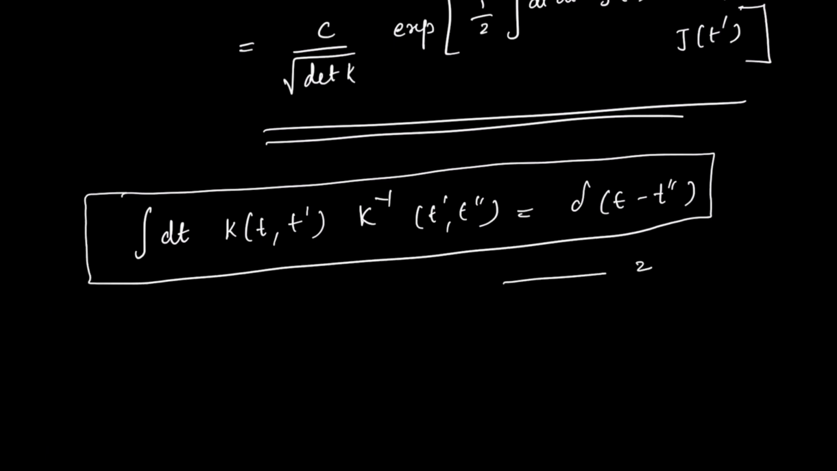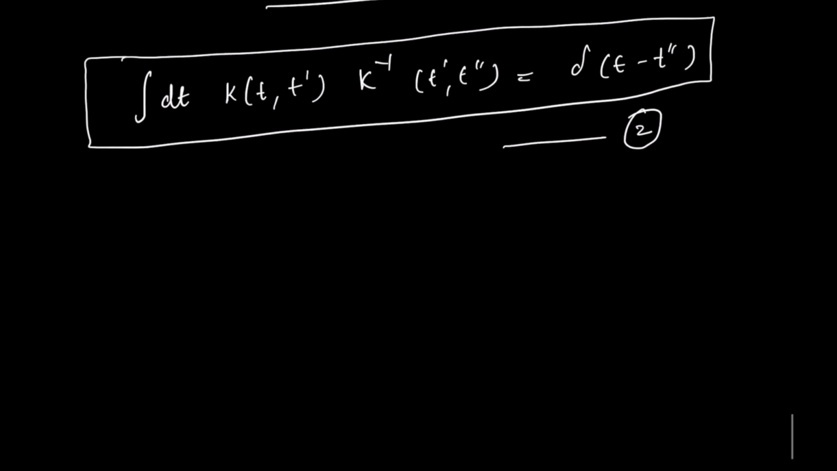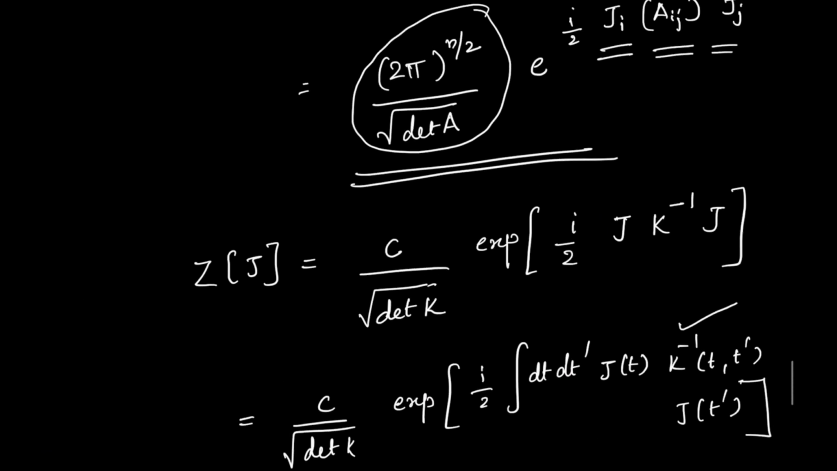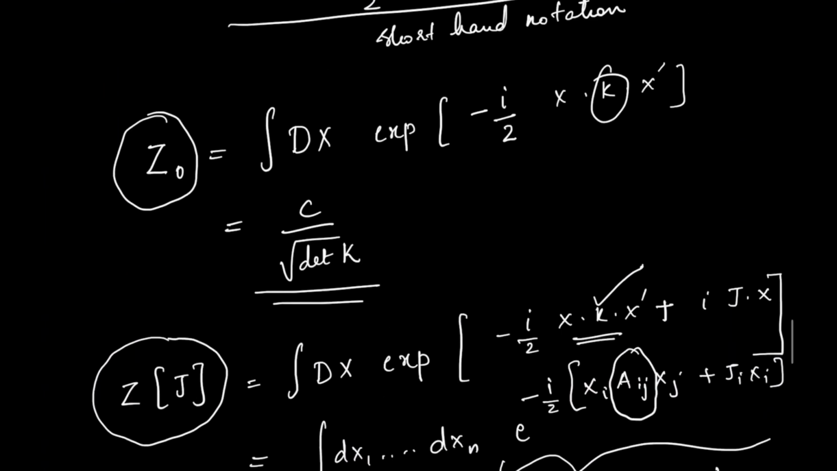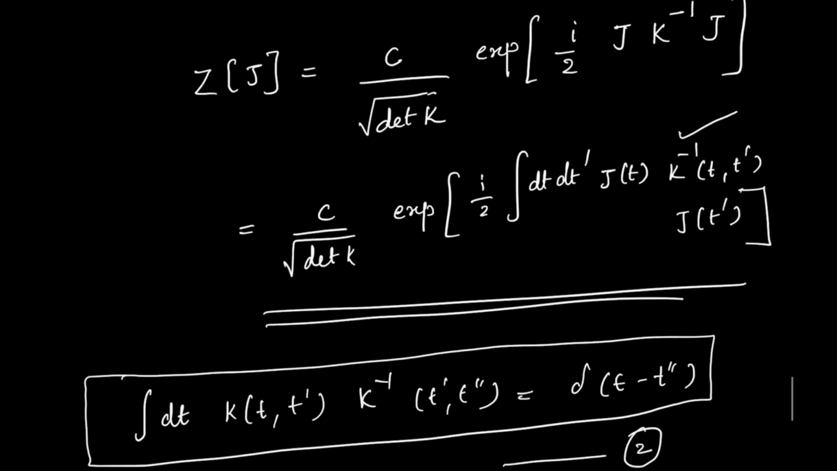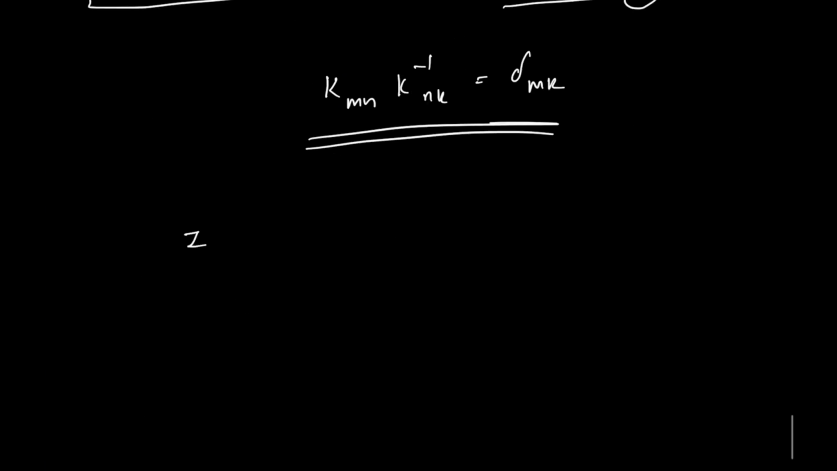So this will be equation number 2. Equation number 1 was defining K, equation number 2 defining K inverse. In matrix form, K_mn, K inverse_nk will be delta_mk. It's as simple as that. So you have Z of J and I also have Z naught. Now what is the next step? I have to take the ratio of Z of J to Z naught.